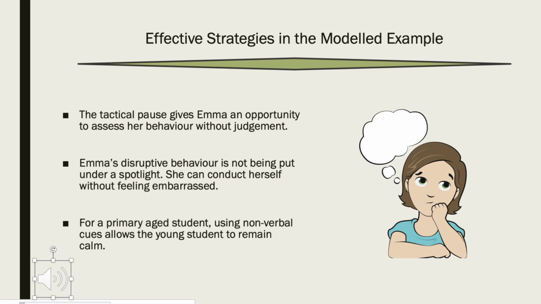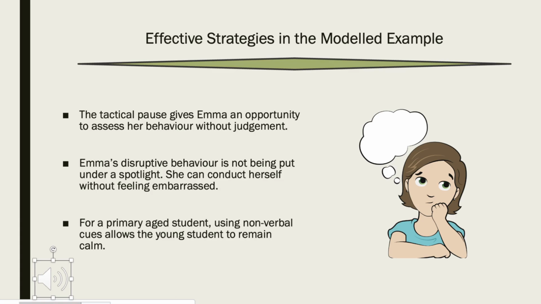This video demonstrates how the teacher uses tactical pausing when Emma is being disruptive and calling out. The tactical pause from the teacher gives Emma the opportunity to conduct herself and assess what she is doing wrong. The teacher is not putting Emma's disruptive behaviour under a spotlight. In the previous video, the teacher asked Emma why she was acting that way and explicitly labelled her behaviour to the whole class. When the teacher walks and stands behind Emma, it subtly directs the class attention to Emma and the teacher, which makes Emma feel like now is the time to stop disrupting.